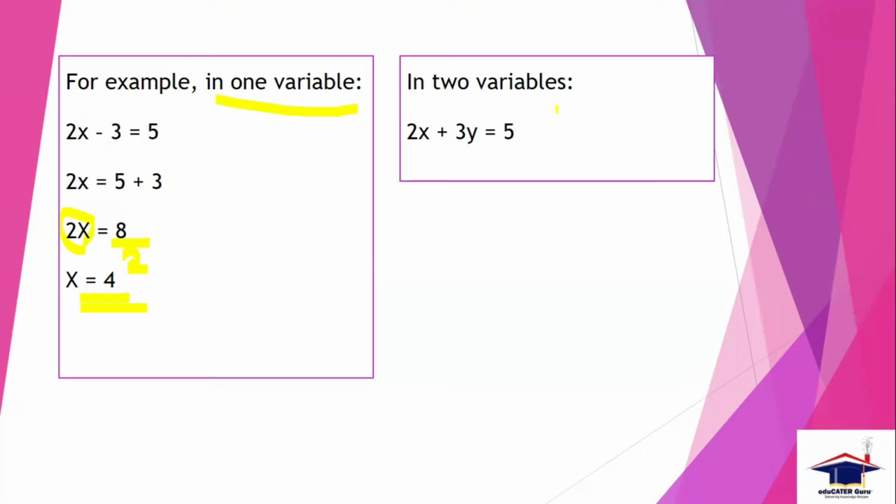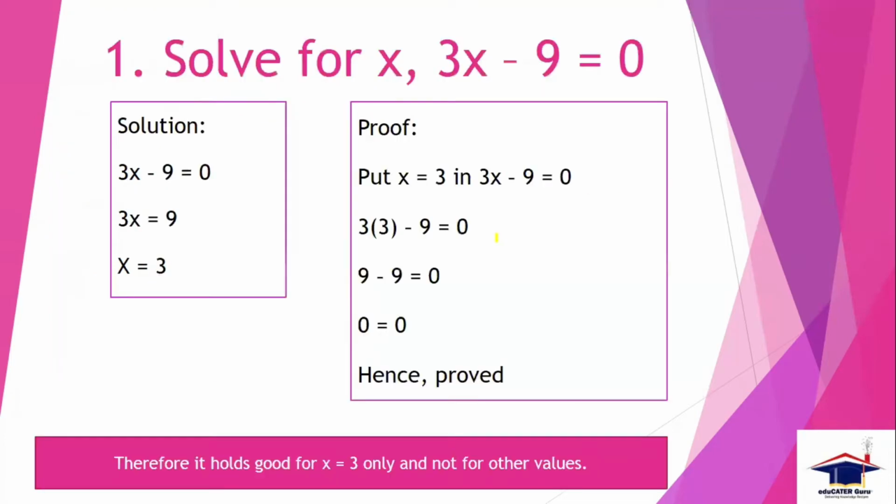In the case of two variables, we represent it like this: 2x plus 3y equals y. So now let us solve the one variable questions. Solve for x. The equation is 3x minus 9 equals 0. We have to prove that when the value of x is put here, it becomes 0.